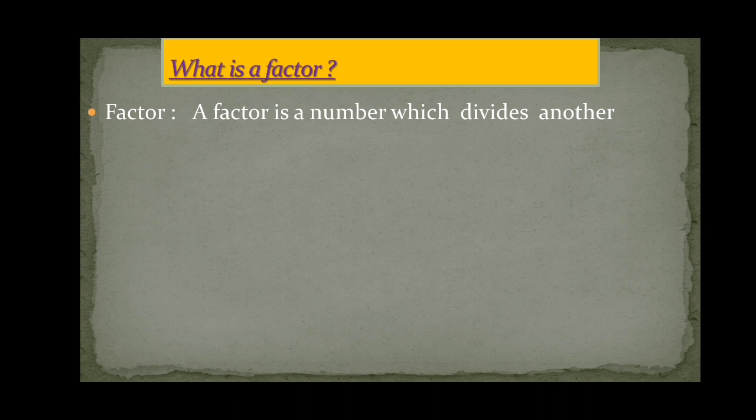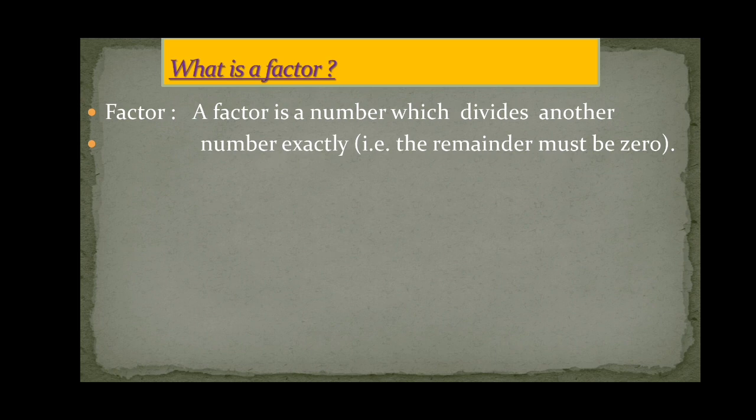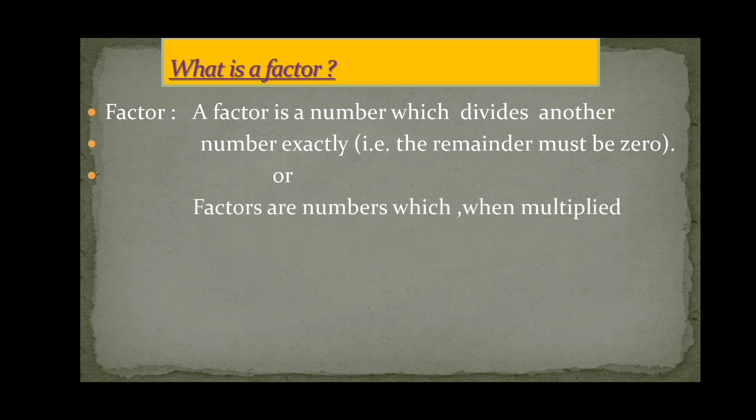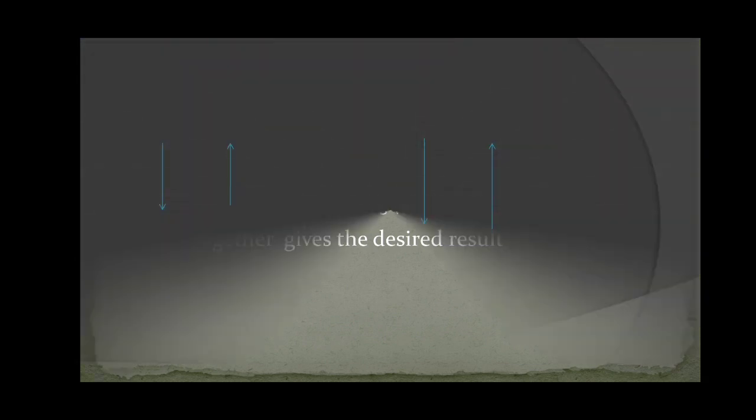In today's session, we see how to find factors of a number. First, let us know what is a factor. A factor is a number which divides another number exactly, that is, the remainder must be 0. Or also, we can say factors are numbers when multiplied together gives the desired result. Now let us see with some examples how to find factors of a number in both the ways.